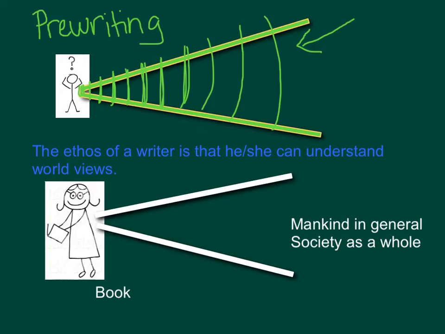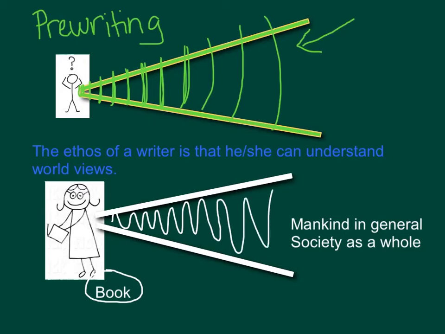Remember also, if you're using literature as an example, it's the same idea. You start with explaining what happens in the book or the character, but then you're going to go out from the character to the author, and then what the author is saying about mankind in general or society as a whole. What's the thematic connection?